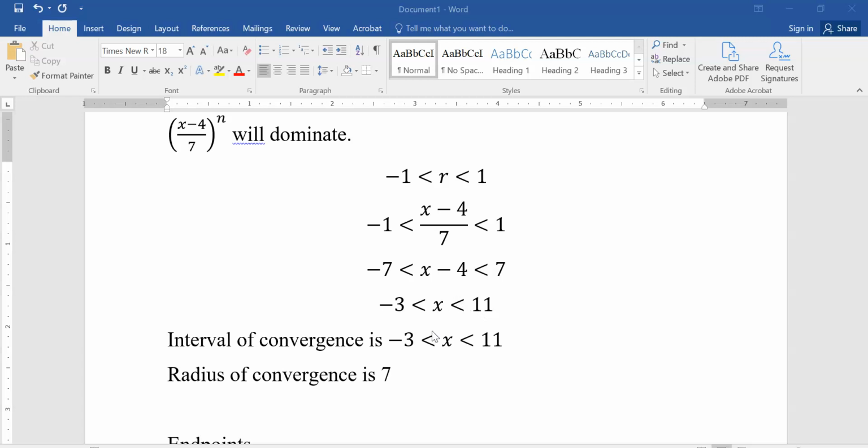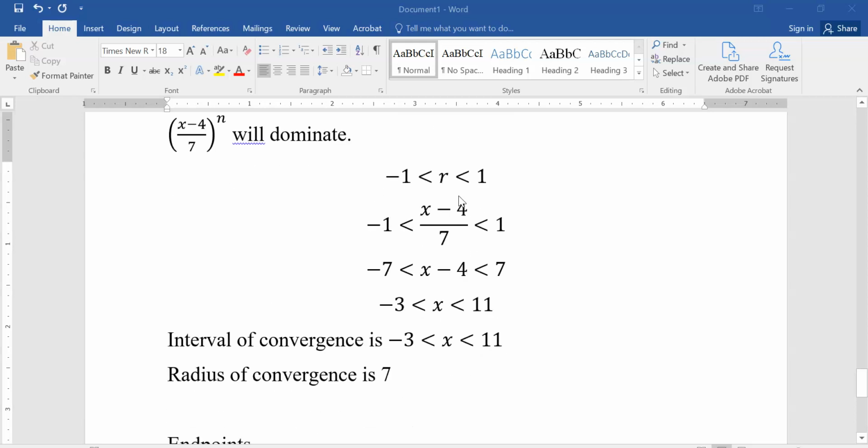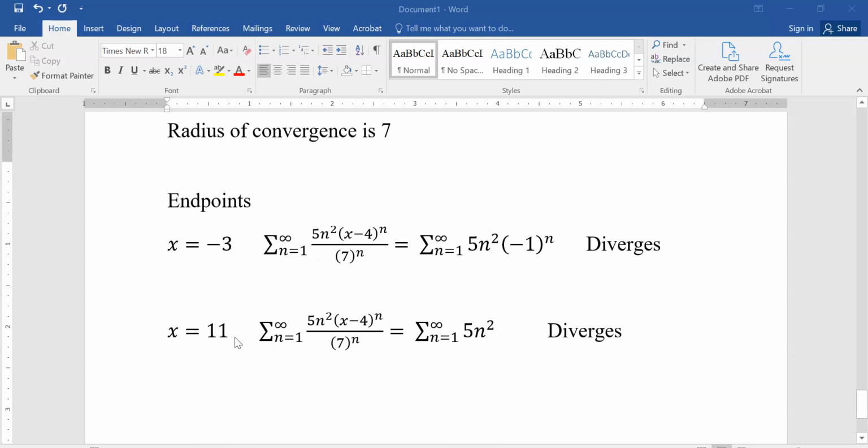Now the interval of convergence is from -3 to 11. The radius of convergence is obviously 7. We're centered at 4 here. Our power series is centered at 4. So centered at 4, move up to 11, that's a 7 unit jump. Centered at 4, move down to -3, that's a jump of 7 units. So the radius is 7.